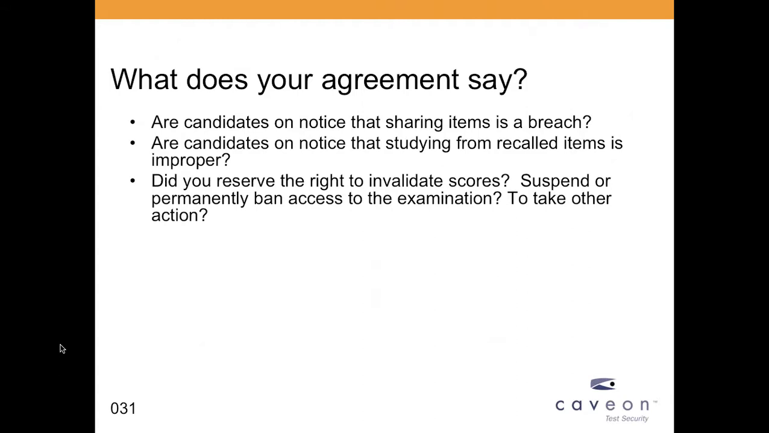Next, do you reserve the right to invalidate a score, or to suspend someone's access to the exam, or permanently ban them, or to impose other sanctions? If so, you want to reserve that right in the agreement, and there's no one-size-fits-all language or clause to throw in. It really depends on your particular program, but it is typically wise to put candidates on notice that you have the right in your sole discretion to take action in the event of exam irregularities or an unreliable score.